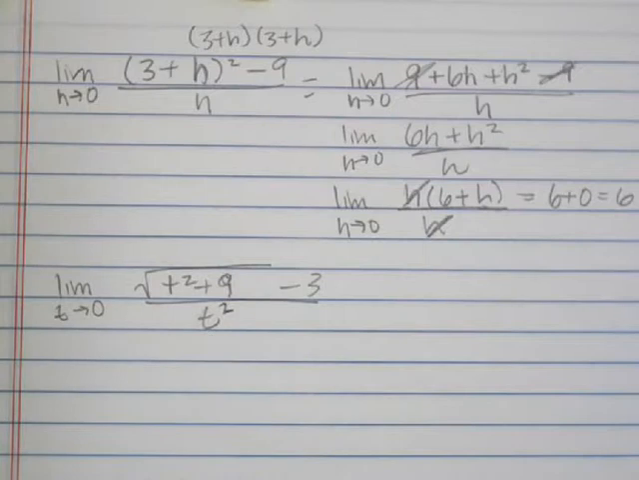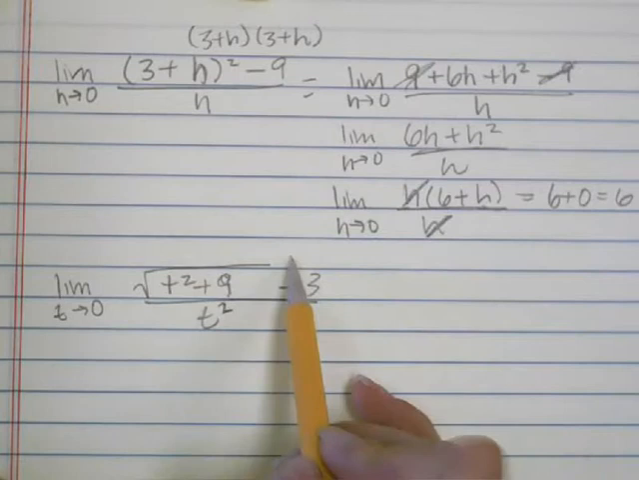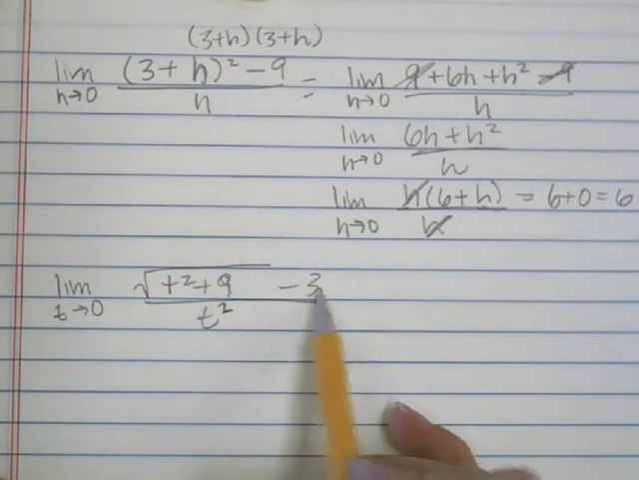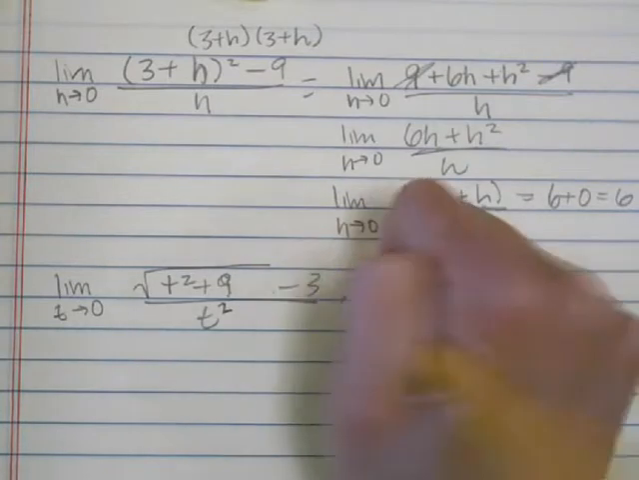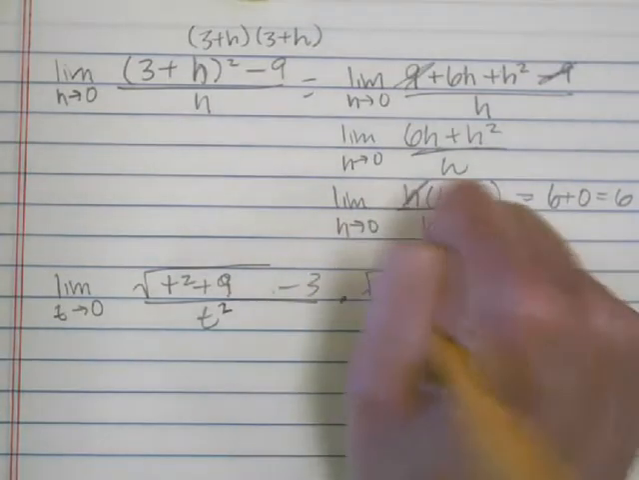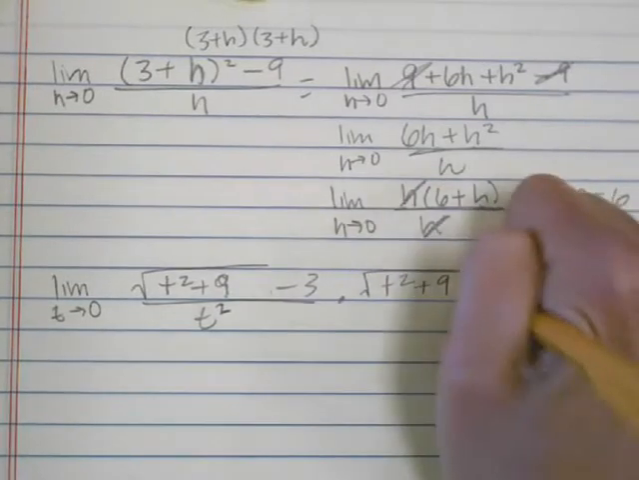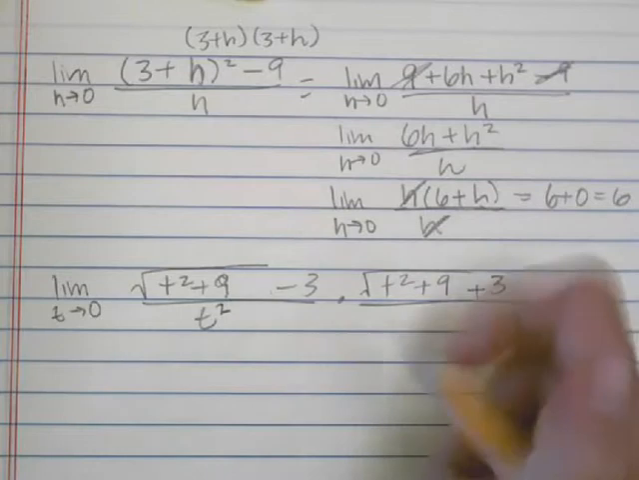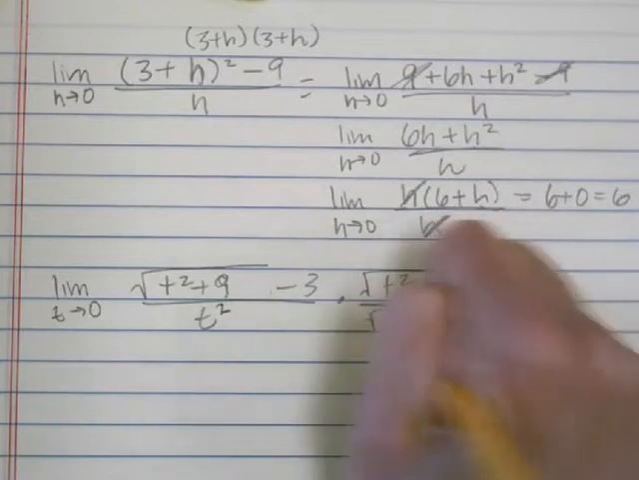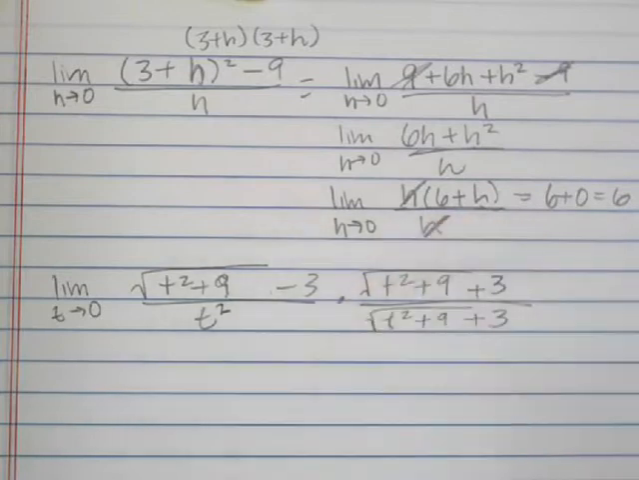So remember, the conjugate takes the sign that's in the middle between the root and the number and changes it. So you're going to multiply by the conjugate, which is the square root of t squared plus 9, plus 3. And you multiply by the conjugate over the conjugate, because remember that's the same as 1, so you're not really changing anything, you're changing how it looks.